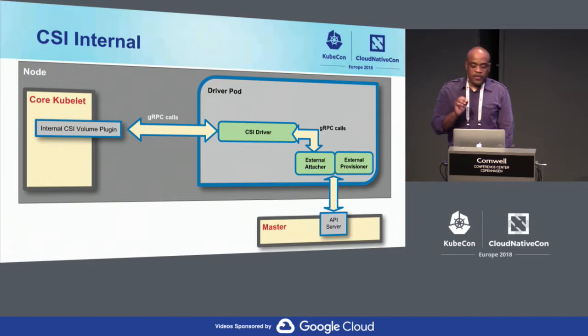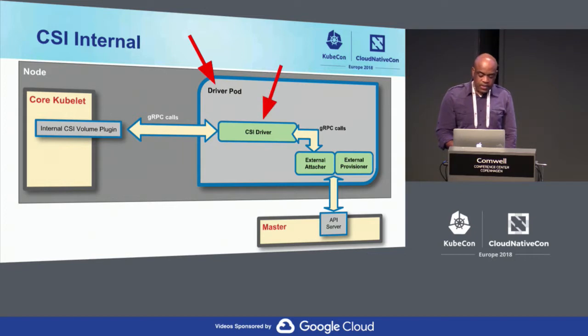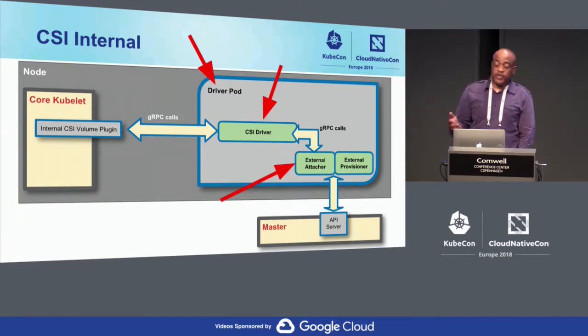Now, this is what it looks like internally, and this is how it was done. Before CSI, all of this used to happen inside Kubernetes itself. With CSI, what we have is an internal CSI volume that delegates storage operations externally to a driver. So the CSI driver lives in a pod, and it also has other components that provide external attacher and external provisioner services.